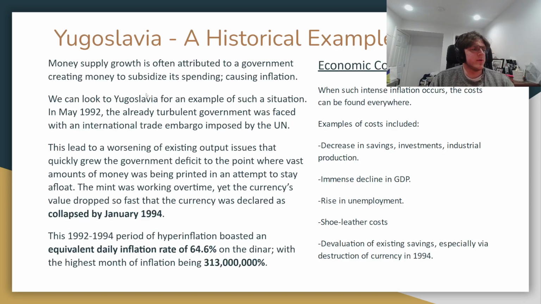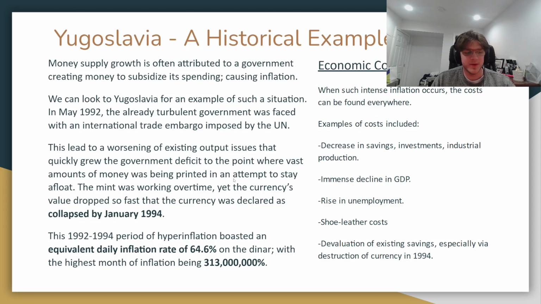Yugoslavia is the example I chose here. Money supply growth is often attributed to a government creating money to subsidize its spending, its deficits, which causes inflation. In 1992, an already turbulent government was faced with an international trade embargo, which decreased its output, which quickly grew the government deficit as they were getting less tax. And they were printing a lot of money, pretty much overtime at the mints, to try and stay afloat.